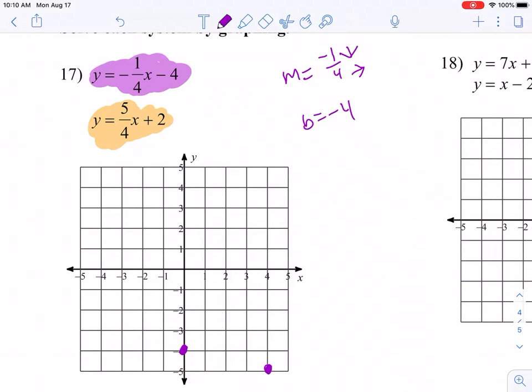Remember, I'm also allowed to do the exact opposite. So I can go up and left as well. I could go up 1, left 4, and put a point here as well. And that gives me my purple line. If you notice, my line's off a little bit. Try and fix it, which is part of the reason why it's so important to put a lot of points, because it's easy for our lines to get off.